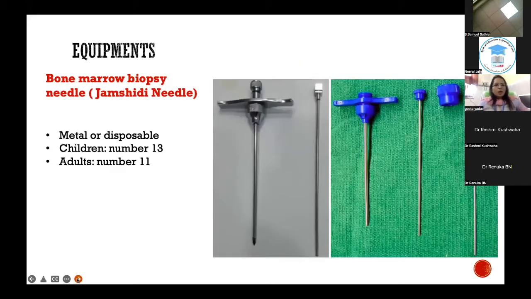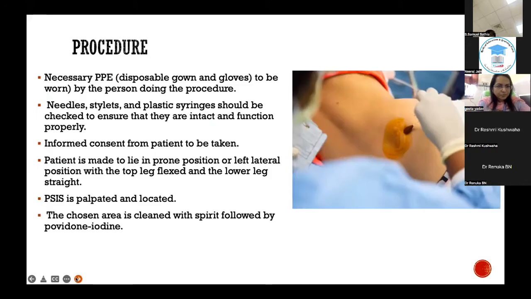For bone marrow biopsy, the Jamshidi needle is used. Again, it can be of metal or disposable. It has 3 parts: the main needle, then the stylet, and then this is called the obturator, just to push out the bone marrow biopsy when it is done. For children, number 13 is used. For adults, number 11 is used.